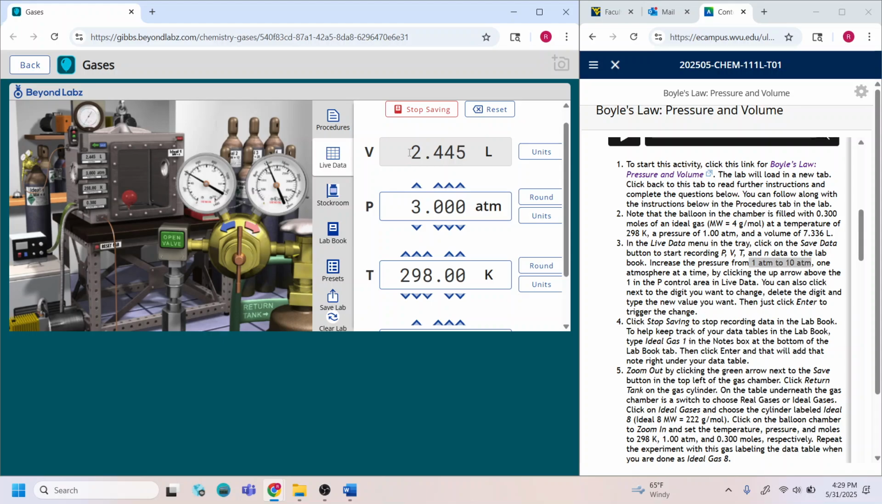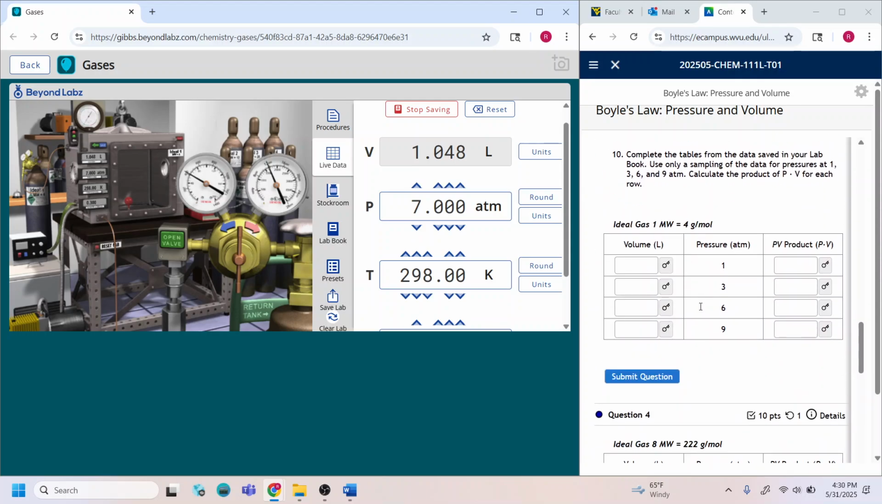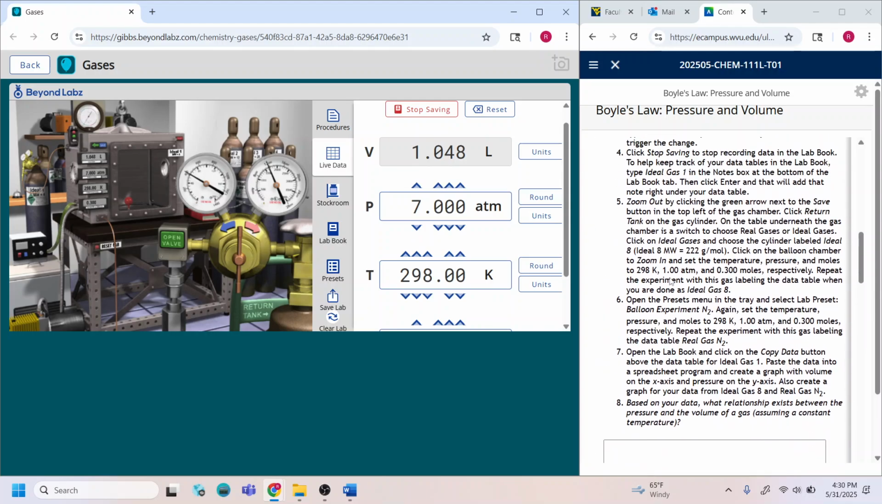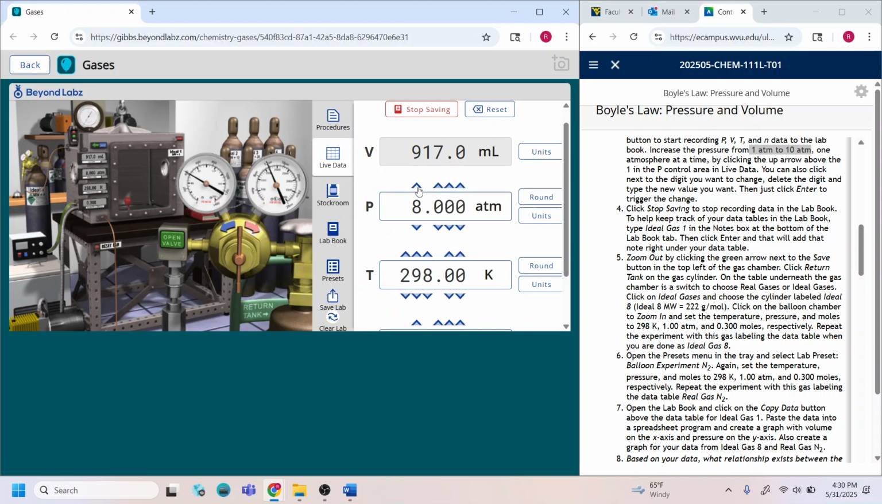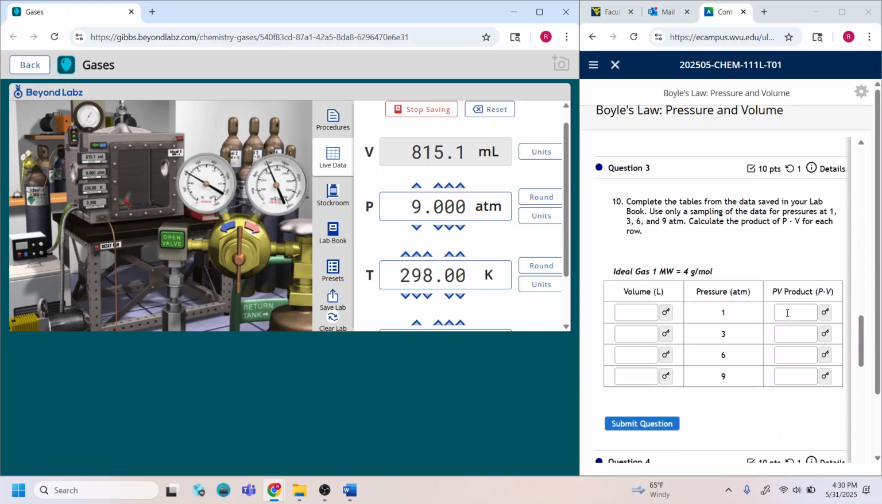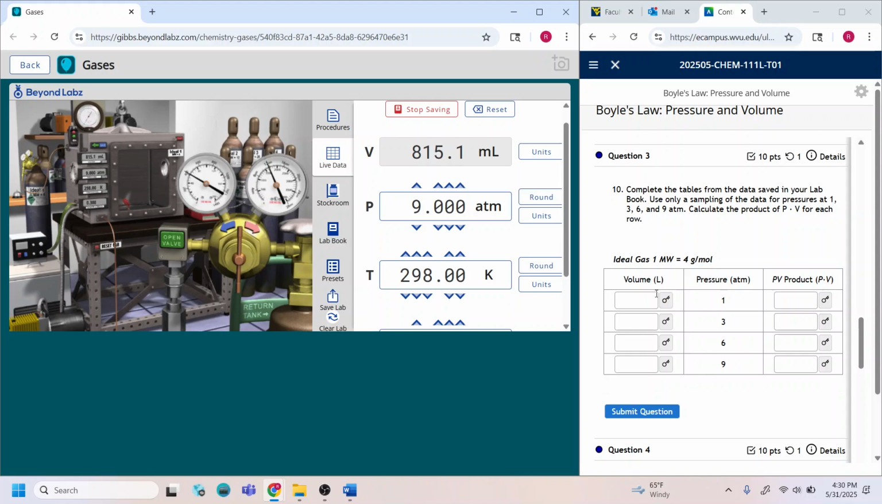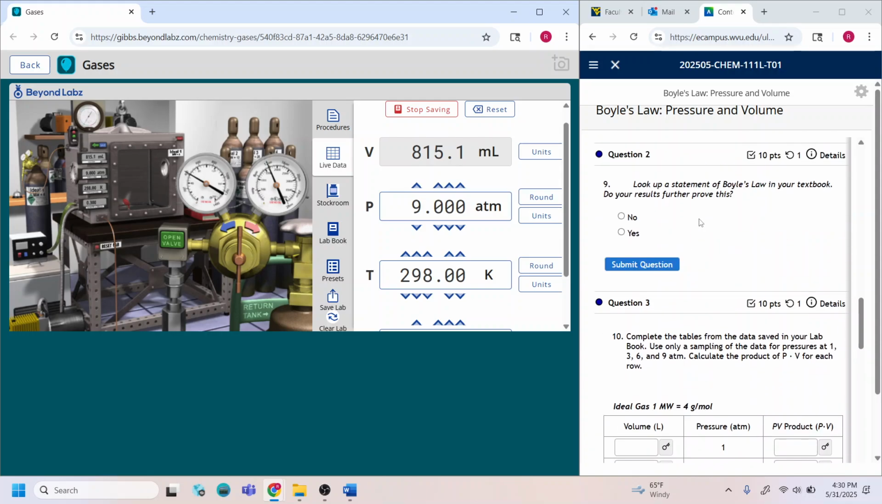Notice the volume is decreasing. Okay, so you're going to put that volume in the table and keep doing this there. Pressure 5, pressure, did it say 7? Okay, pressure 6, I skipped that, and then pressure 9. Okay, you're going to see that as you increase the pressure, the volume is going to decrease. Guys, the volume has to be in liters, not in milliliters. So make sure whenever you put your volume in the table, it has to be liters. So you're going to divide by 1,000. Okay.